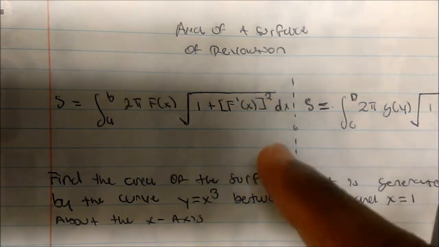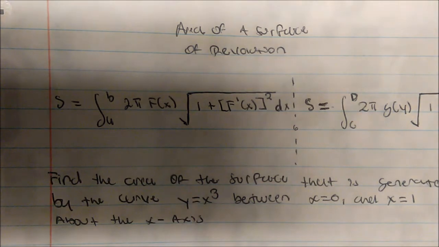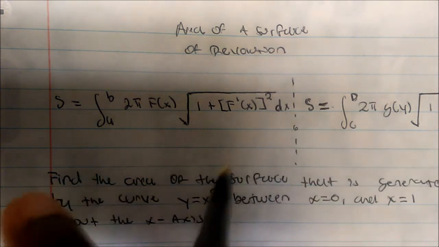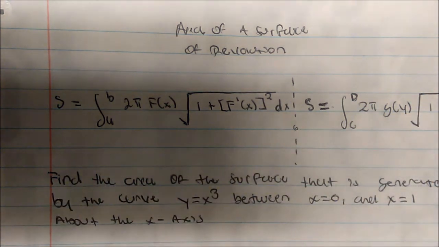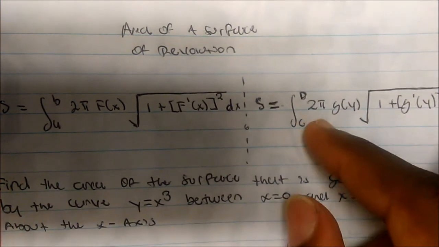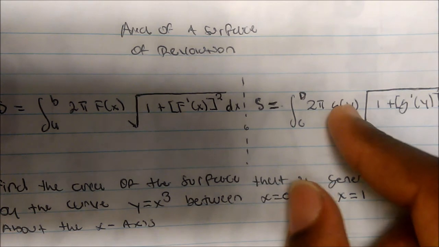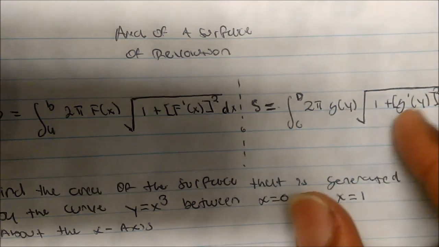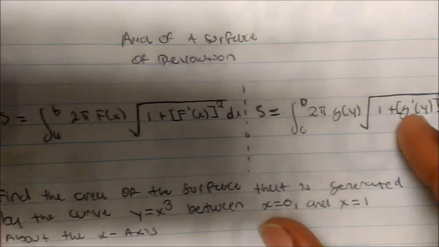Now again, the good thing about the surface area is that if we're revolving around x, then we integrate everything with respect to x. So that's a good idea. And the same thing is true for y. We take 2 pi times that y function, and we take the arc length, and we square it with respect to dy.